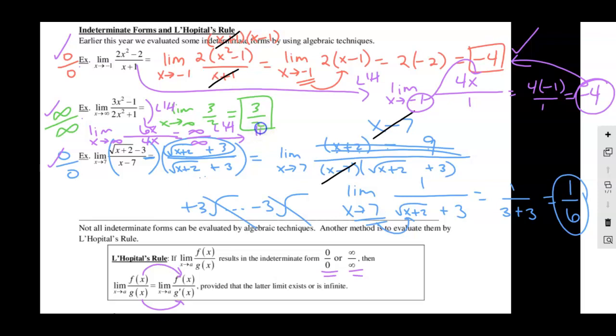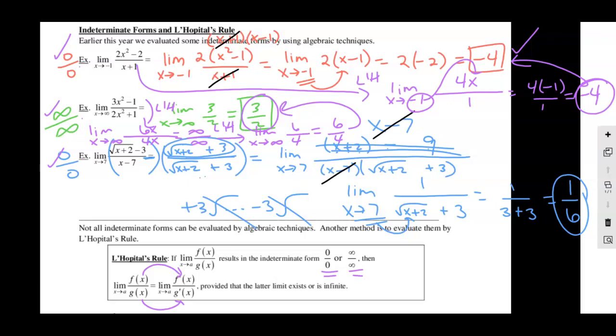So if I took the derivative again, we still have the limit as x is going towards infinity. The derivative of 6x is 6. The derivative of 4x is 4. That limit is 6/4, which, look at that, it's going to give us the 3 over 2. Right, so L'Hopital's rule gave us the same answer as the algebraic way.